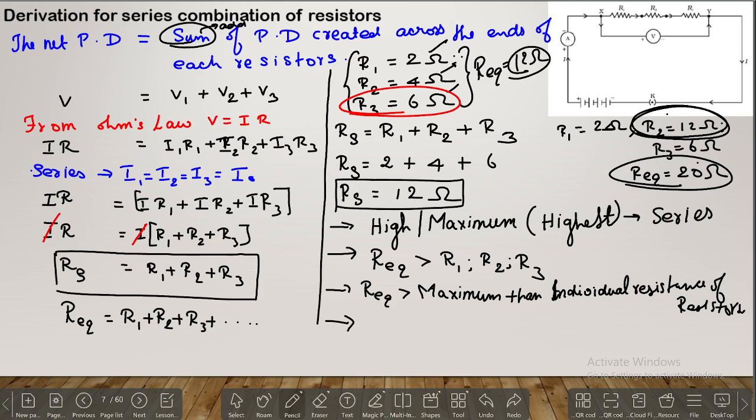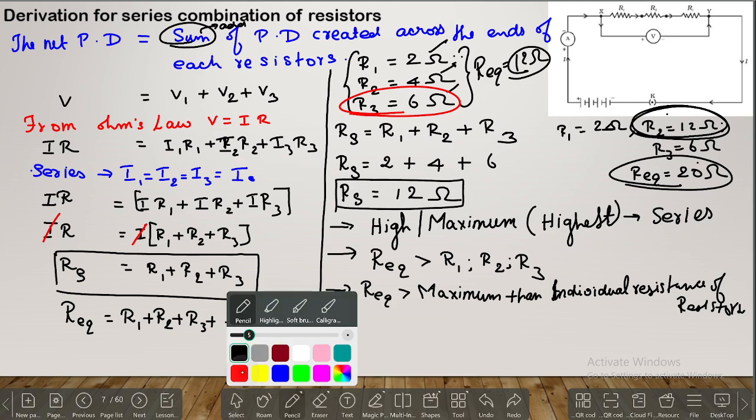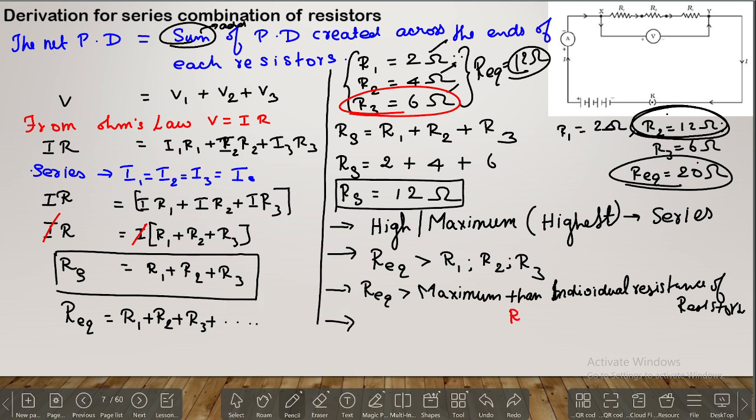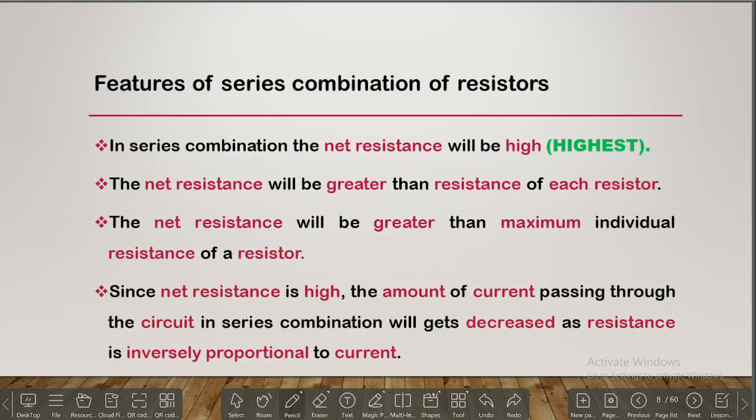And then as per the Ohm's law formula, we know the relation: resistance is inversely proportional to current. Resistance is inversely proportional to current. That means if resistance is high, in what combination? In series combination, the flow of current will be low. The flow of current will be low, or the flow of current will get decreased. In what type of combination? In series combination.